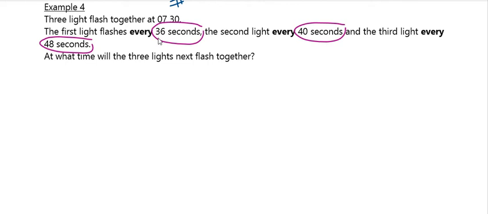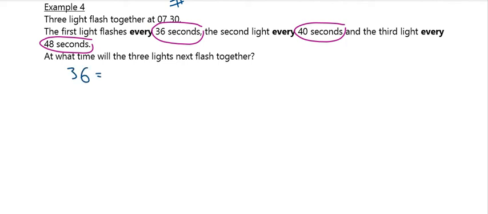So for 36, the next one is 72, and so on and so on. For 40, we have 40, 80, 120. And for 48, we have 48, 96, and so on. At one moment, they will have a common multiple, so you have to use LCM over here. Let's start with 36.